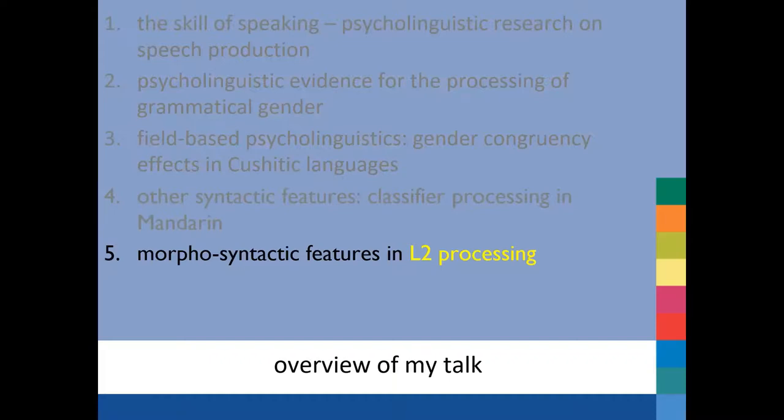Okay, that's fine. I will just very quickly show you, because we are all interested in multilingualism and also in second language processing, that we started a couple of years ago to also look into the processing of morphosyntactic features in second language processing.